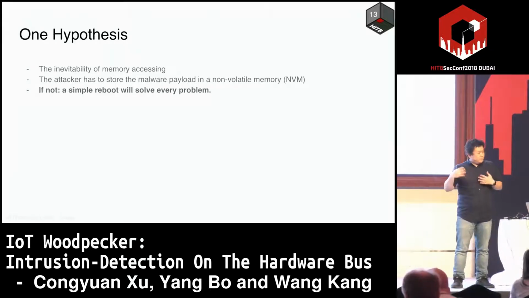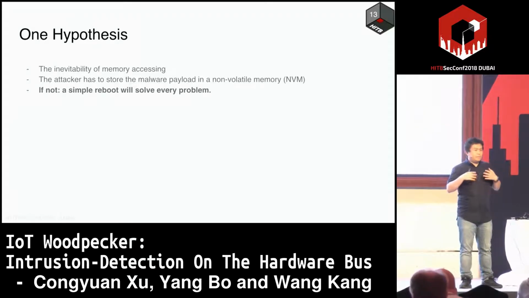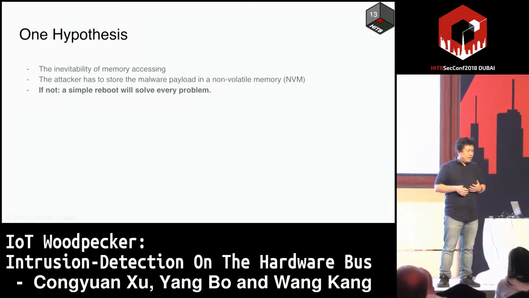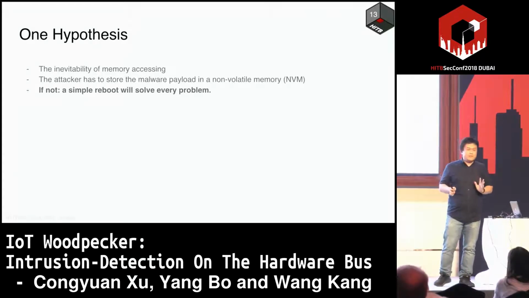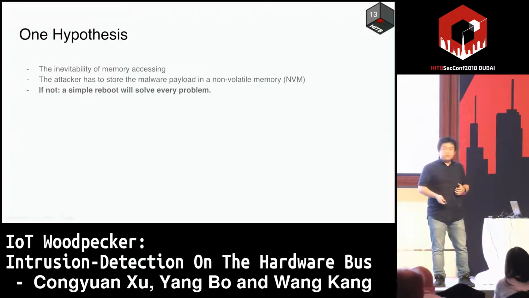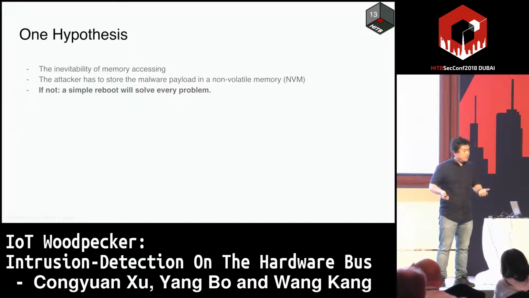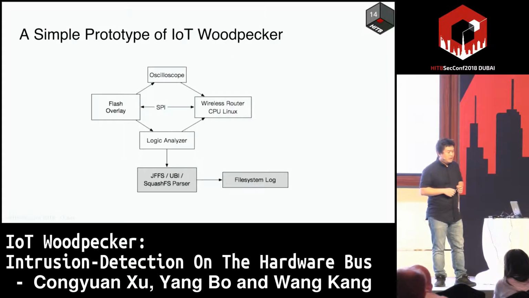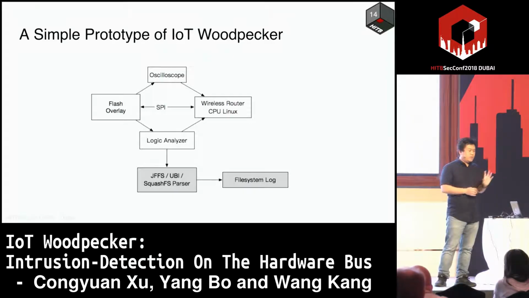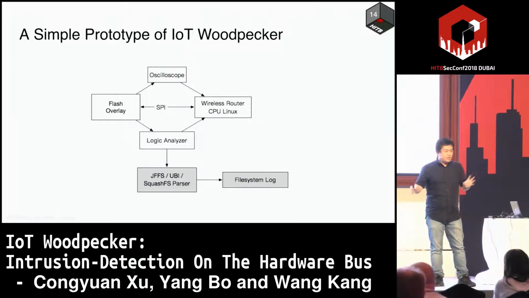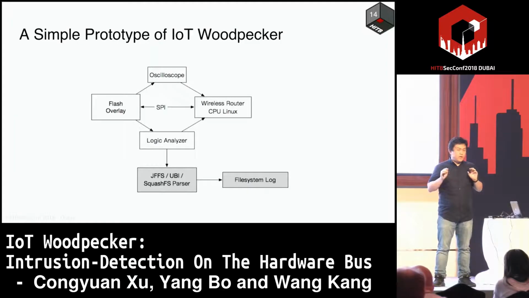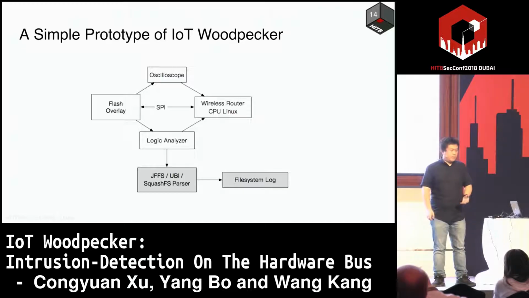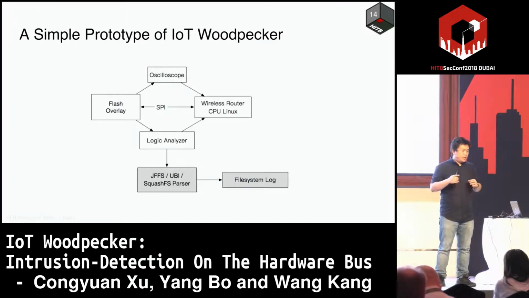The adversaries have to store the payload, the software, the malware, in the non-volatile memory. If the malware or backdoors are not installed, a simple reboot will solve each IoT problem, right? So based on this hypothesis, we built a very simple prototype called IoT Woodpecker. Basically, we monitor the SPI traffic between the flash chip and the CPU. For example, for wireless routers, we simply put a logic analyzer on the SPI traffic, and we wrote some code based on the SDK that the logic analyzer provides. We extract the JFFS and other file systems, and the file system log.